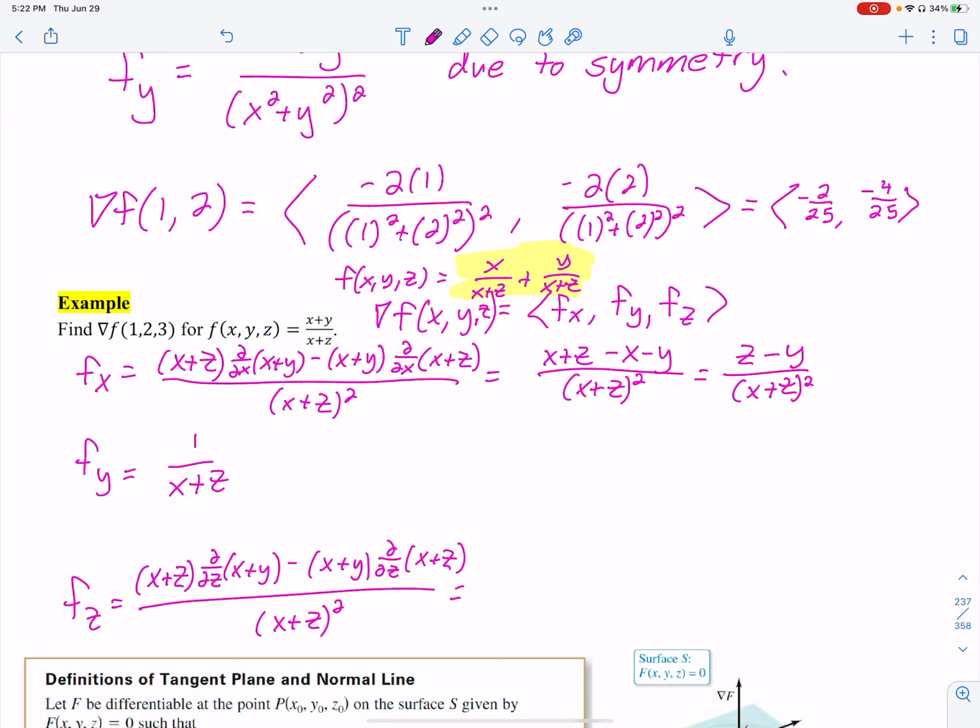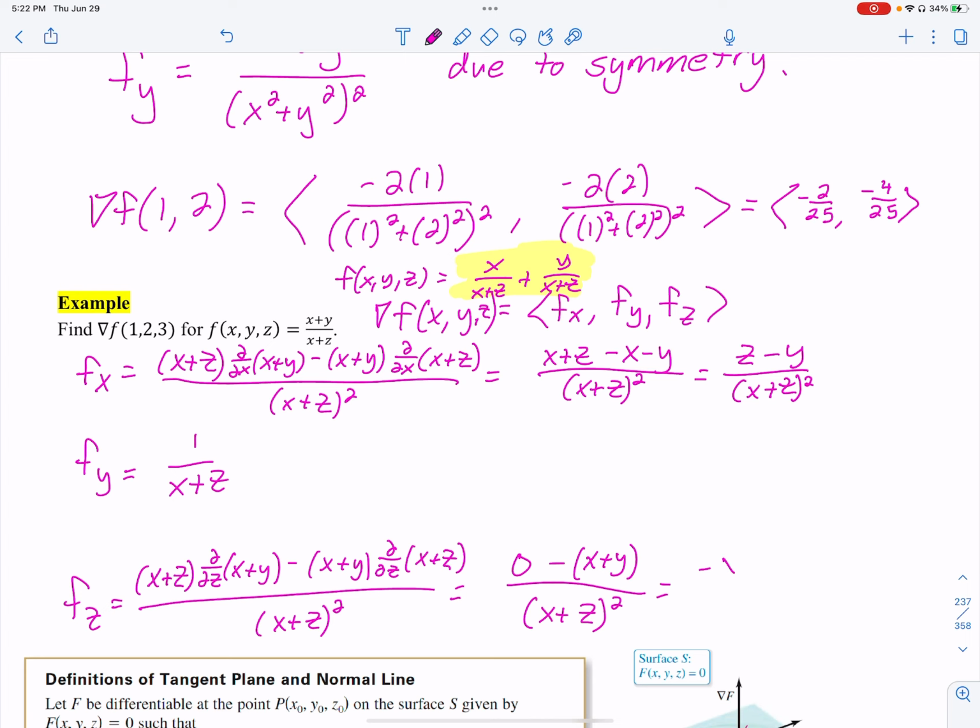Okay, there we go. So I got x plus z, and then the partial of x plus y is a 0. So I got 0 minus, all right? And then I got x plus y times that thing, partial of z is going to be a 1. And I got that over x plus z squared.